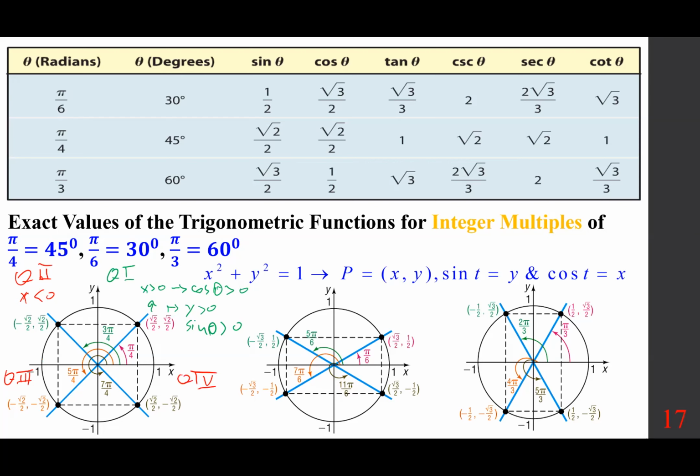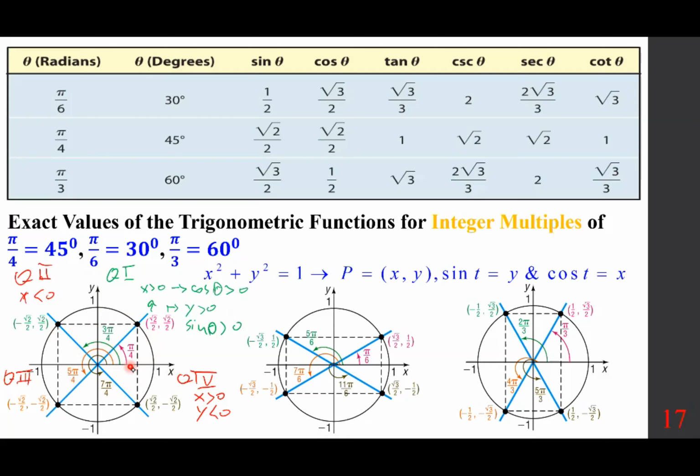Quadrant 4, x is positive, y is negative. That means cosine is positive and sine is negative. So we should pay attention to those. Also, if this is pi over 4, this one is 3 pi over 4, 5 pi over 4, 7 pi over 4.